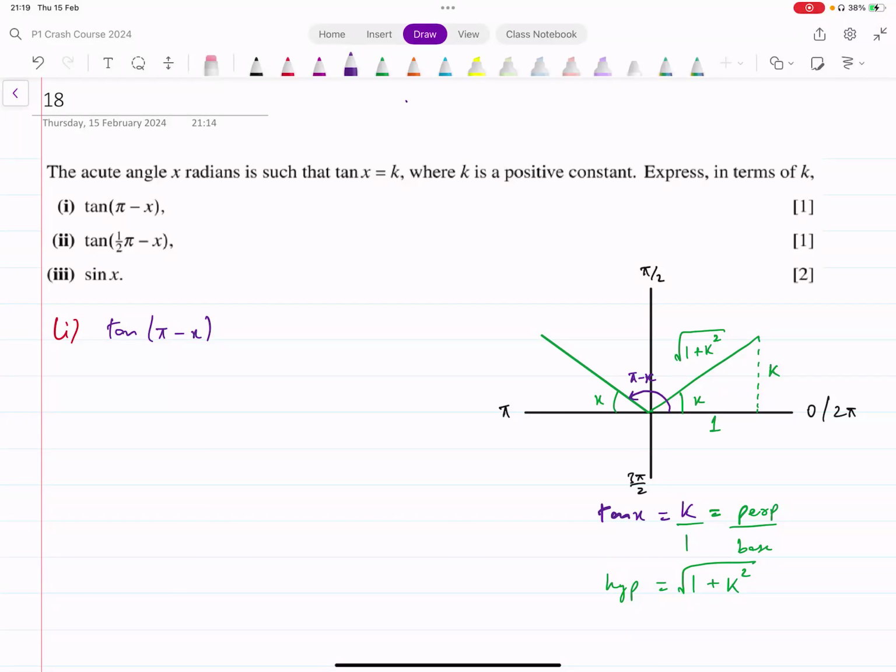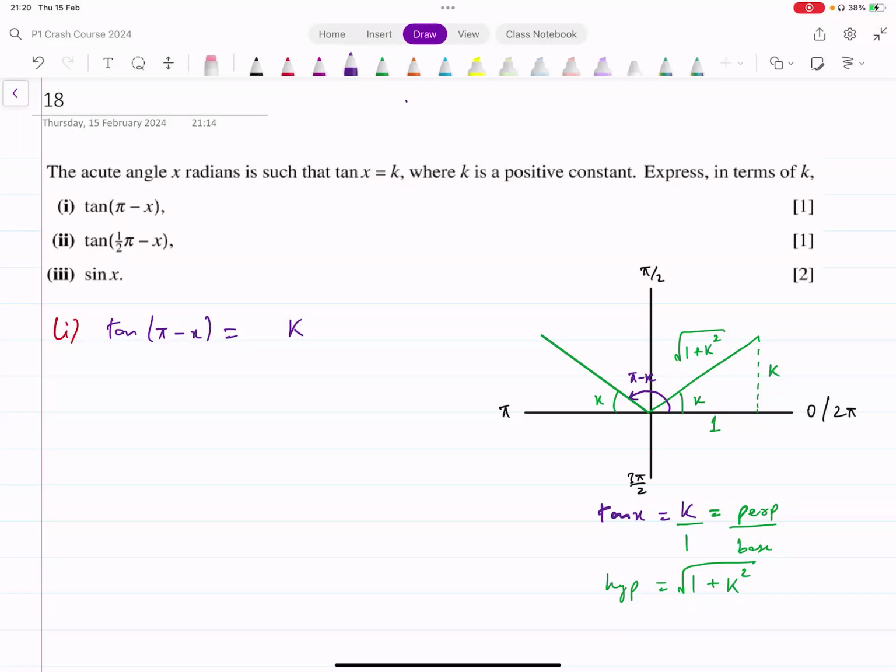Now, what is tan of pi minus x? It's the same basic angle as x. In the first quadrant, the basic angle was x. In the second quadrant, the basic angle is x. Since the basic angle is the same, this ratio is going to be the same as before as well. This is just going to be k.